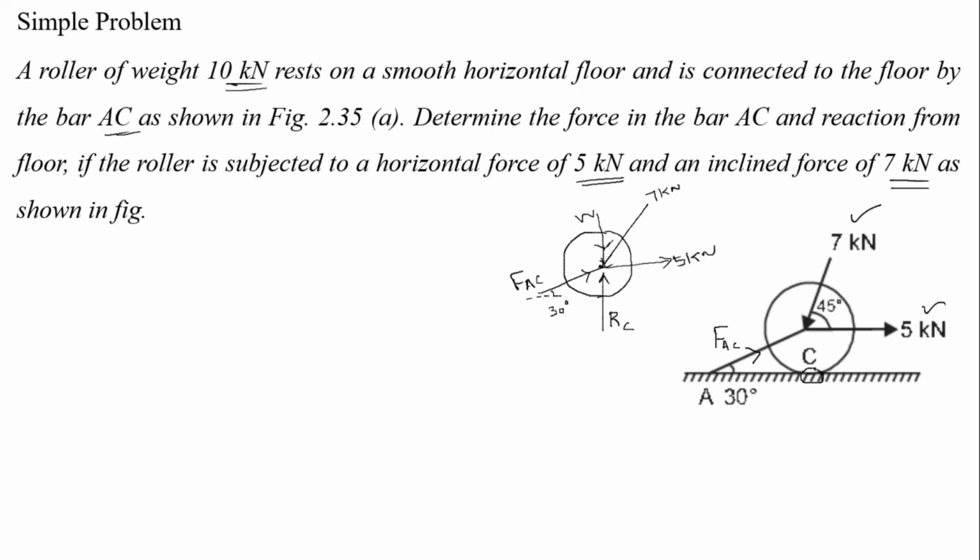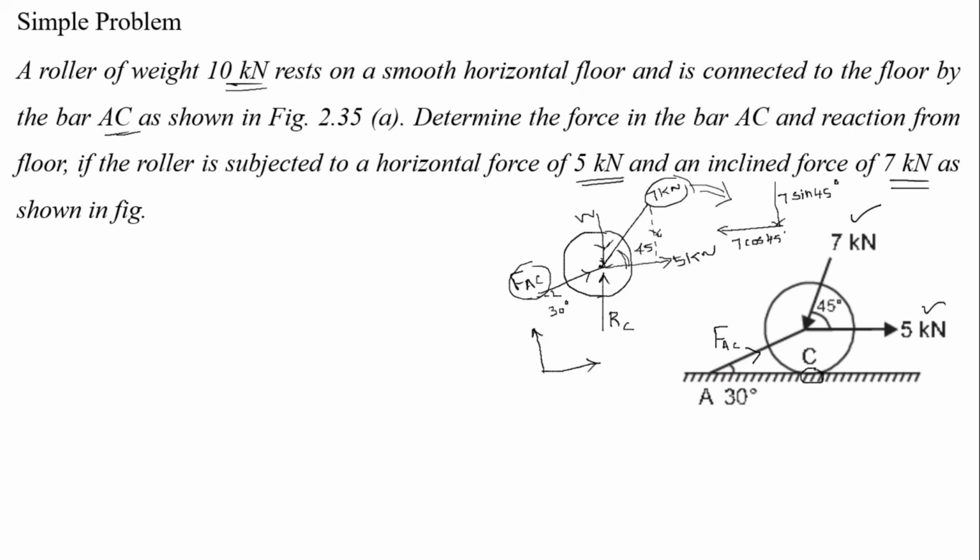So, here two forces are acting inclined, 7 kilonewton at 45 degrees with respect to horizontal and FAC at 30 degrees with respect to horizontal. As we know, if the force is inclined, then we have to resolve that force into two components, one horizontal component and another vertical component. So, this 7 kilonewton is divided into horizontal and vertical components. This is 45 degrees, draw a vertical line, so the opposite side is 7 sin 45 degree and 7 cos 45 degree. Similarly, FAC is resolved into two components, one horizontal and another vertical.